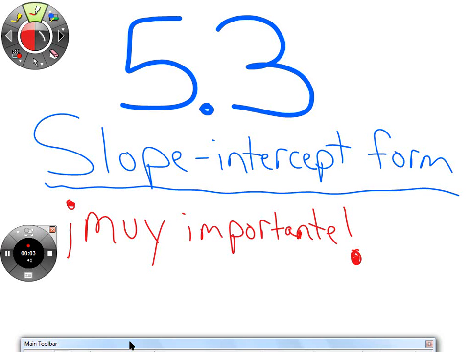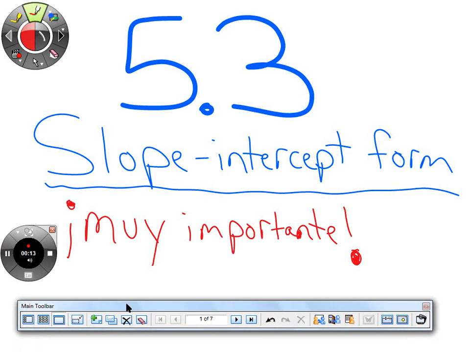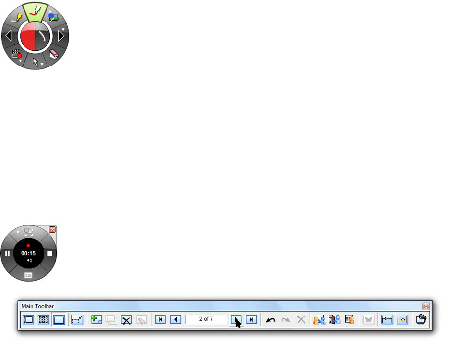Okay, this is 5.3 slope-intercept form. It's muy importante. If you don't know your Spanish, that means very important. Okay? Muy importante. All right. First thing, what is slope-intercept form?